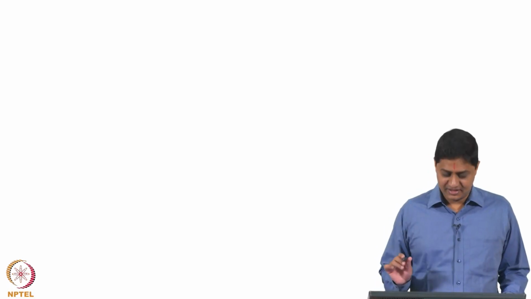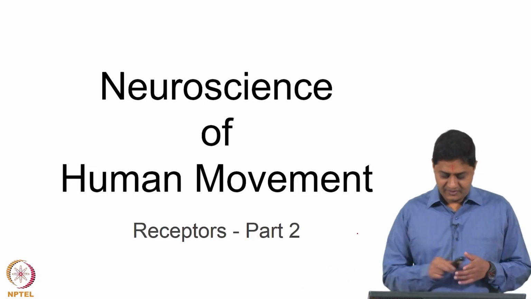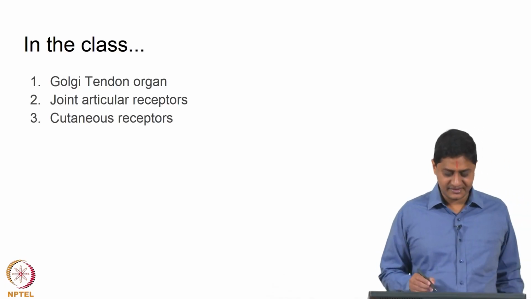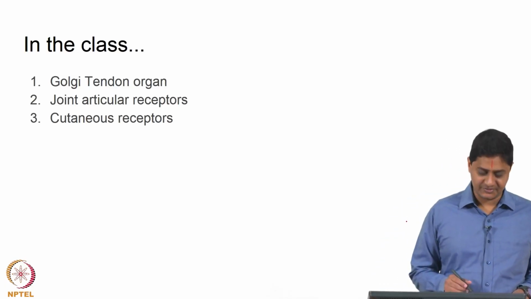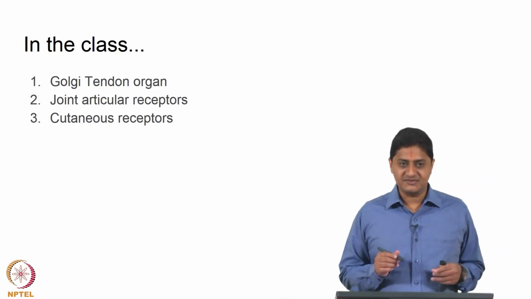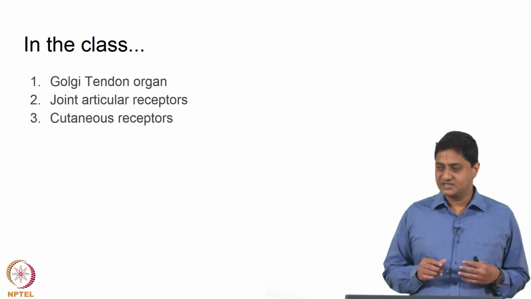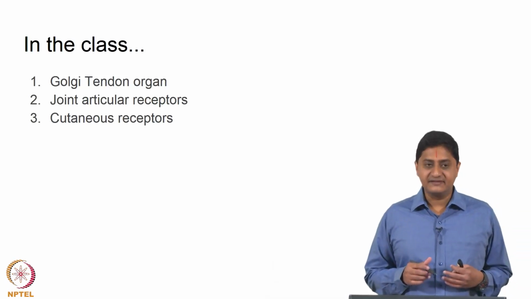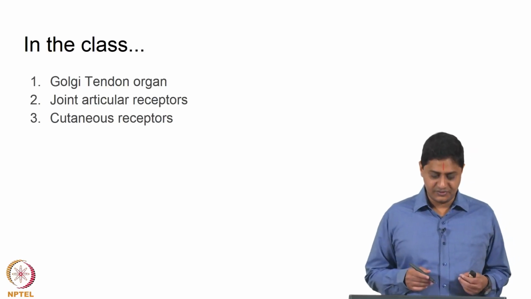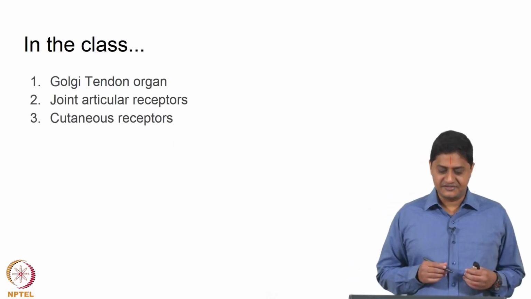So, welcome to this class on receptors part 2. In this class we will be talking about Golgi tendon organs, what are called joint articular receptors, and some cutaneous receptors. In the previous class we saw the case of muscle spindles and how muscle spindles serve as length and velocity sensors. So, in today's class we will see a different sensor.